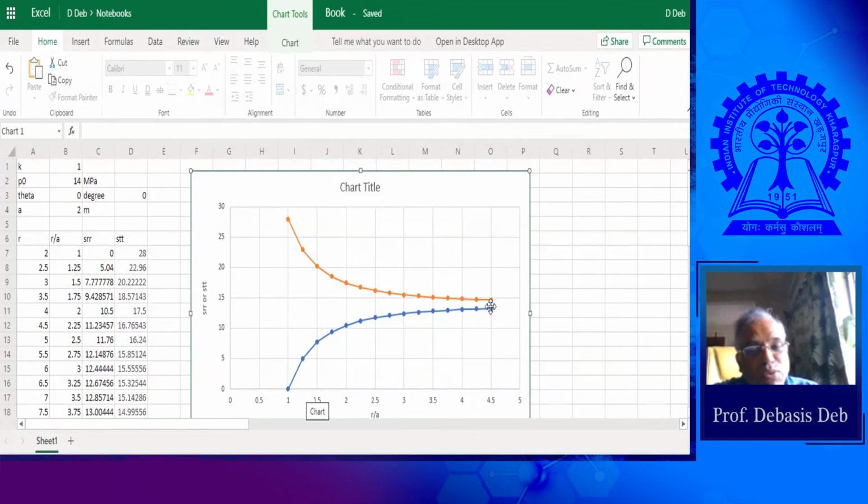Now, can anybody tell me why it is converging towards 14? What is so important about 14?